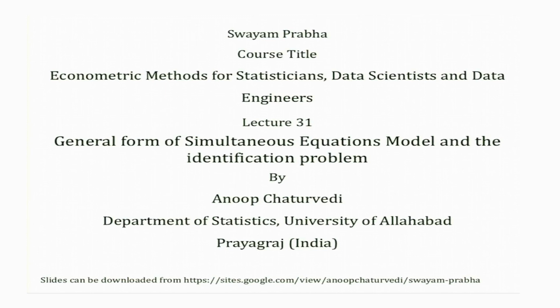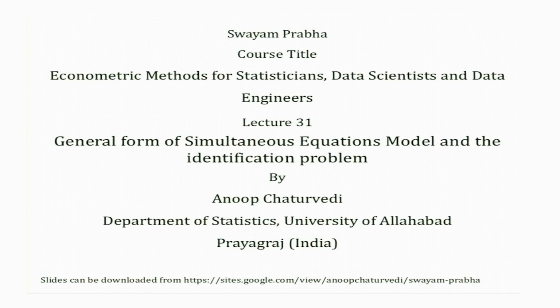Welcome to lecture 31 of the course on econometric methods for statisticians, data scientists and data engineers. The title of this lecture is General Form of Simultaneous Equations Model and the Identification Problem.